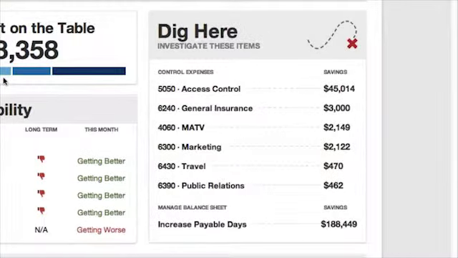Dig here ranks by monetary significance the 6 or 7 most critical areas where the business's performance has deteriorated from the prior comparison time period. If you are only going to focus on a couple of things, this list contains the most significant categories which would have the greatest financial impact to the bottom line and the cash of the business.